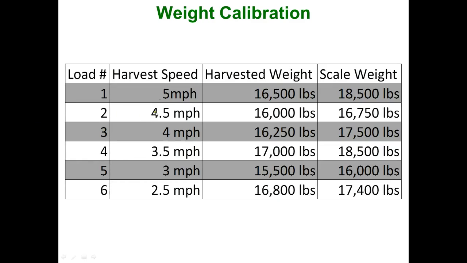Our next load, we're going to change our flow rate. Maybe it's our normal harvest speed, and so we do 4.5 mile an hour. We harvested 16,000 pounds. One thing I do want to note is we want the harvested weights to be uniform in size. We don't want a harvested weight on one of the loads to be 16,000 pounds and on another load to be 3,000 pounds and on another load 10,000 pounds. We want them to all be uniform, as you can see here. This will lead to the most accurate calibration that we can get.